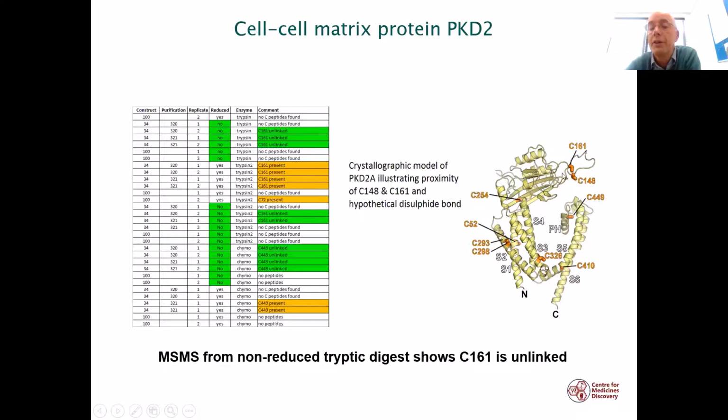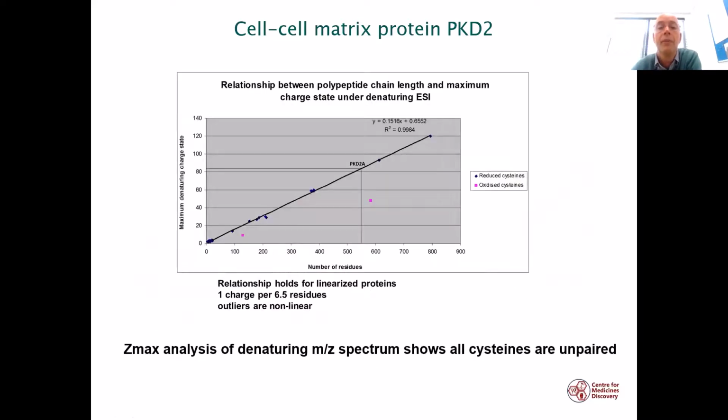So from the crystal structure, we knew that these 2 cysteines were in close proximity. The question is, are they disulfide bonded or not? We used differential MS-MS analysis to determine, actually, no, they're not. These cysteines are free, unlinked. Here's the other way of doing this, where we can use the charge state to determine that the PKD2 is actually, in the denaturing conditions, fully linear, which means it does not have any disulfide bonds.